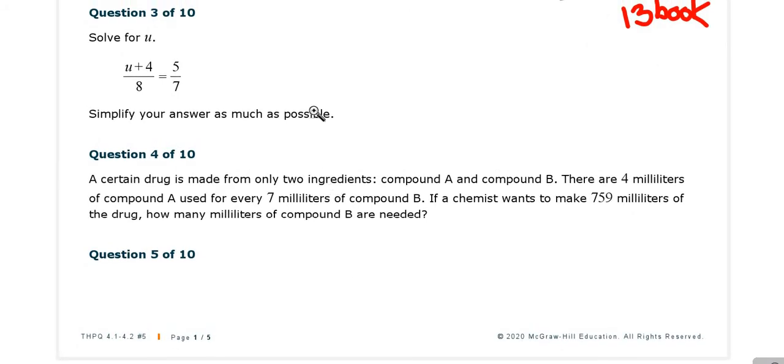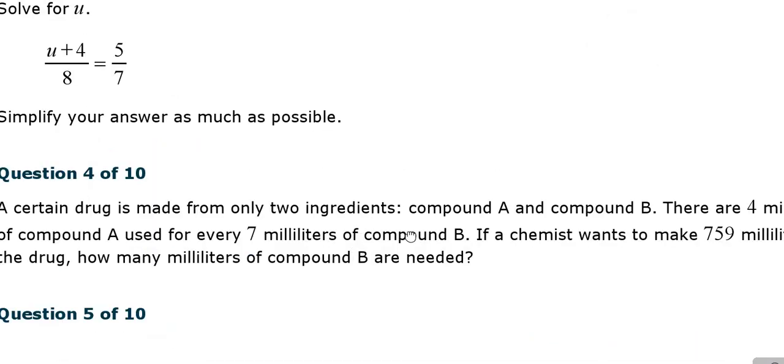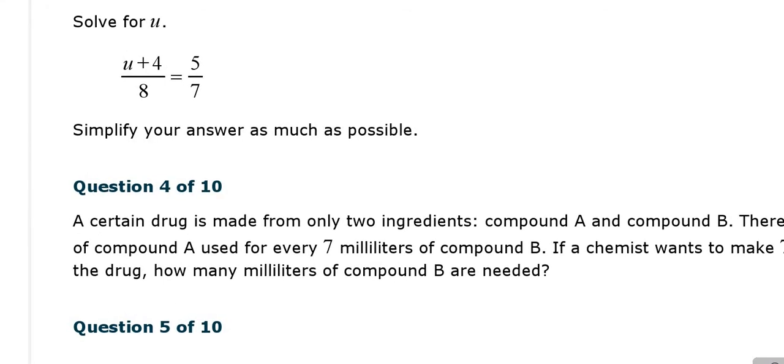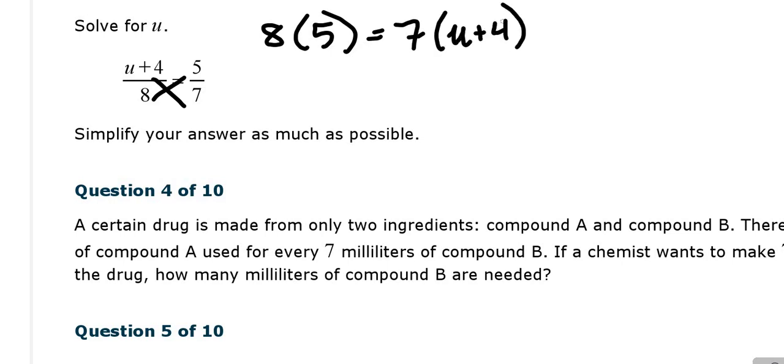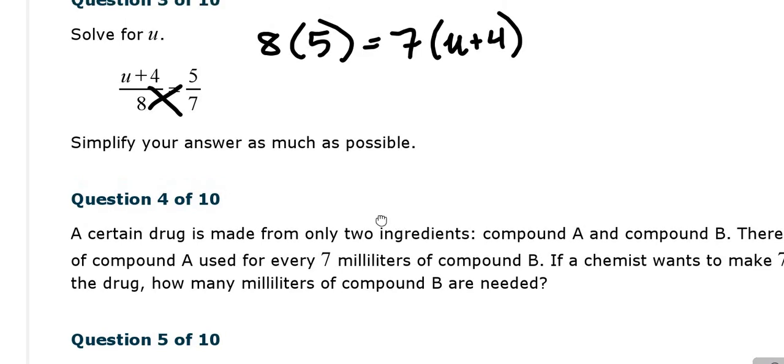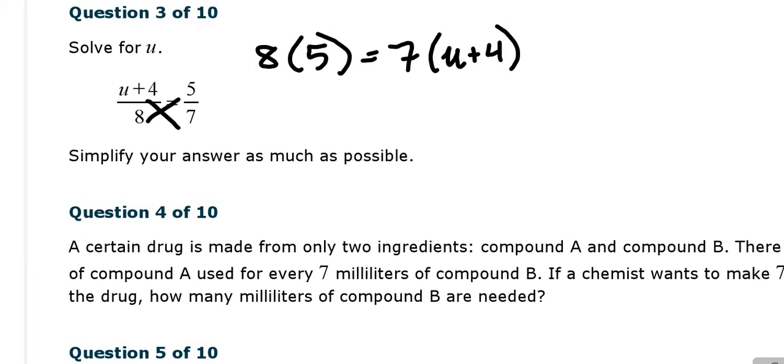Problem number 3 is solving for proportion. The most important thing to remember is you cannot cross cancel. You must cross multiply. Once you cross multiply, then you solve. And yes, fractions are totally okay. Keep that in mind and do not assume you're wrong simply because you have a fraction.